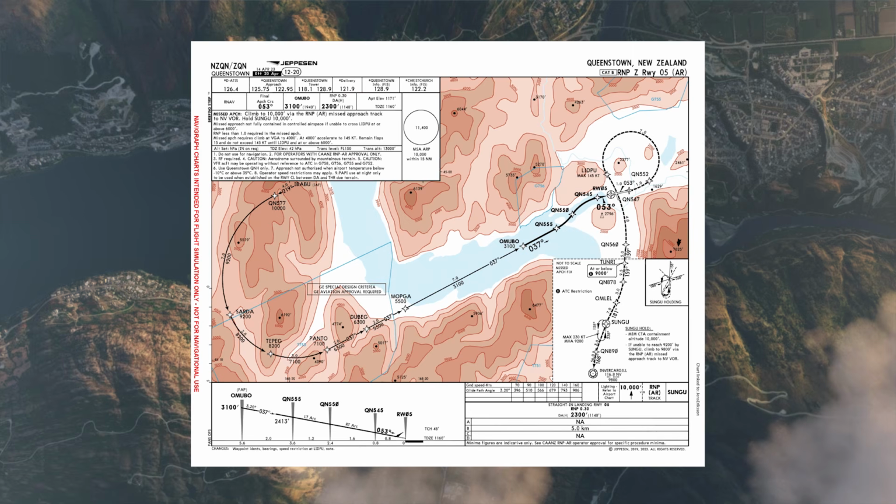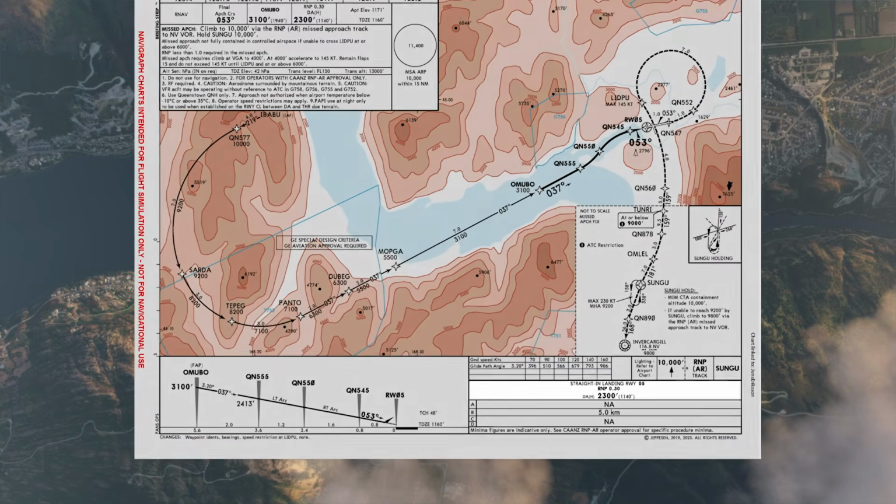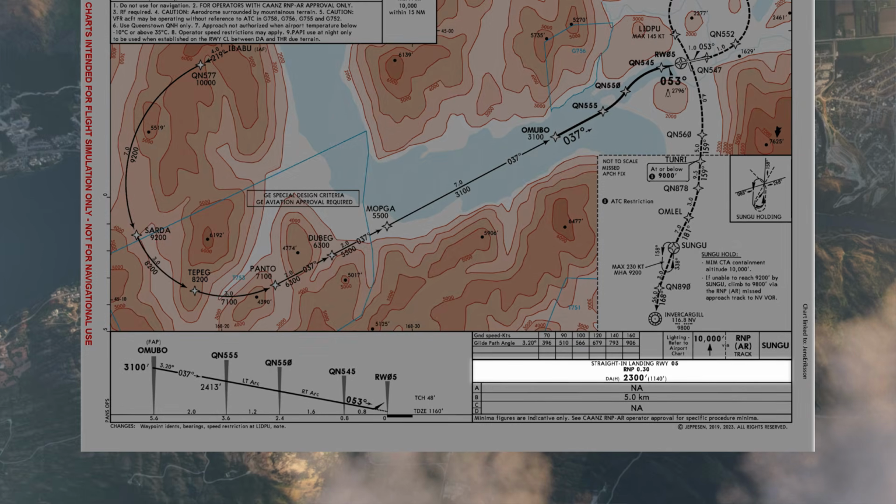The RNP approach has two minimum RNP values, 0.30 and 0.11, which refer to the level of accuracy required for the aircraft's position during the approach. In this case, the specific RNP value is 0.30 here in New Zealand. The choice of the approach depends on the aircraft's navigation capabilities and the pilot's training and experience.